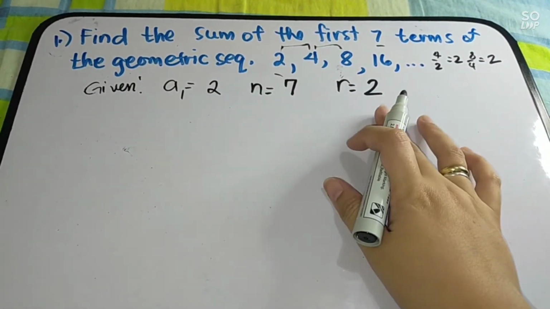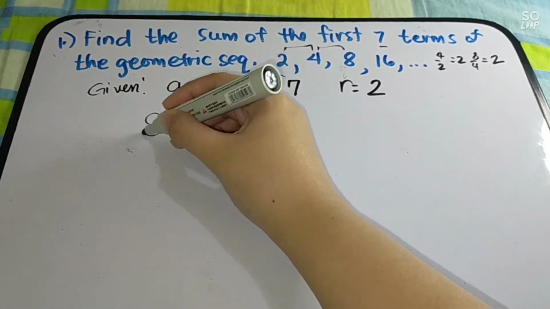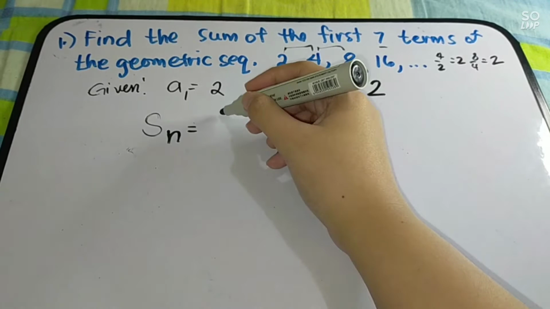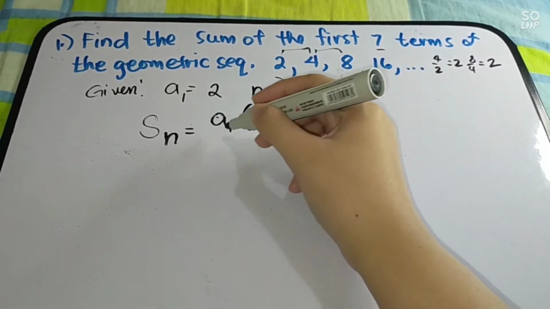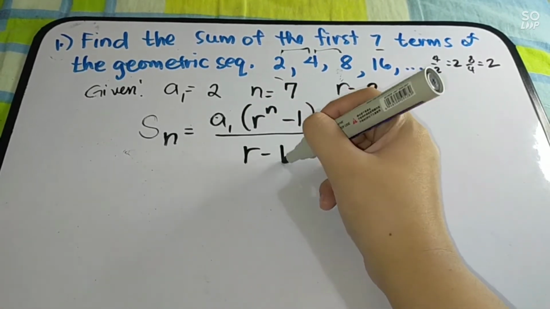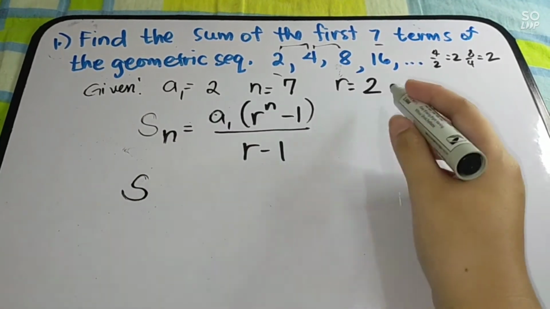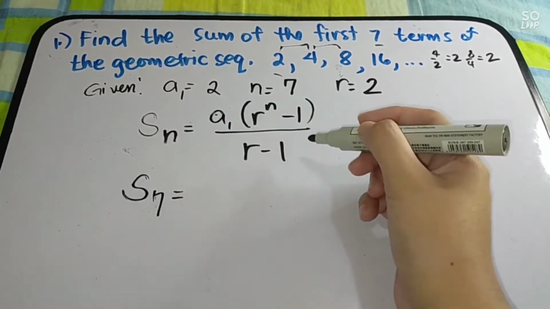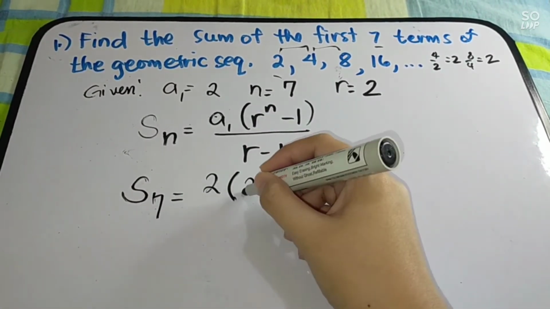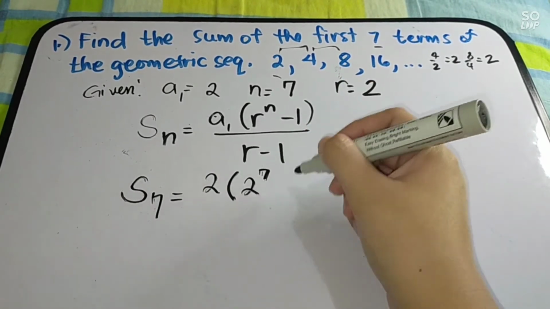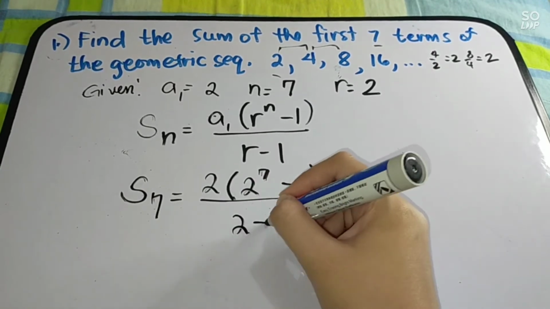Since ang common ratio natin is a positive whole number, therefore, ang gagamitin nating formula is S sub n is equal to a sub 1 times r raised to n minus 1 over r minus 1. Yan. Then, substitute natin. S sub 7 is equal to, ang first term natin, we have here 2 multiplied by, ang r mo 2, 2 raised to, ang n mo 7, then minus 1 over, ang r mo, we have here 2 minus 1.